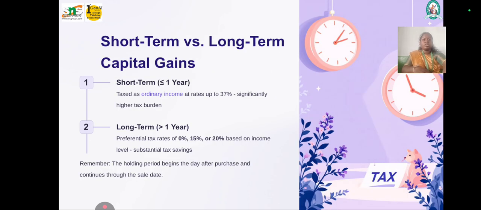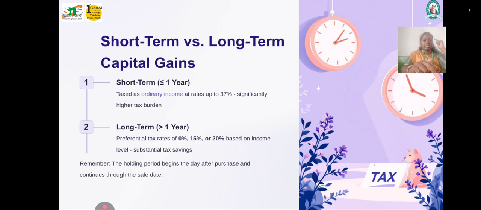So next is what is short term and what is long term. Short term means within a 6 month period. Long term means more than 6 months. Short term is taxed as ordinary income, with rates up to 37%, a significantly higher tax burden. While coming to long term, that is more than 1 year, there are preferential tax rates of 0%, 15% or 20% based on income level, which gives sustainable tax savings.